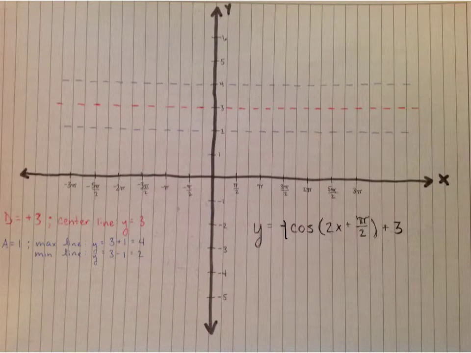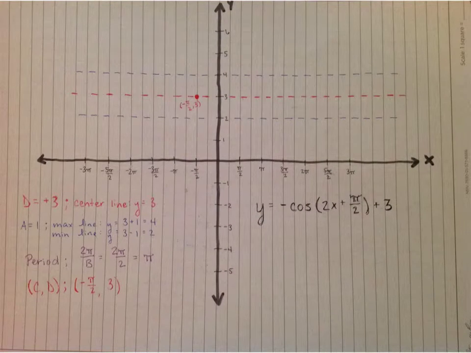The next step was to determine the period and graph the point C, D. I found the period by doing the equation 2 pi over b, which was 2 pi over 2, which equals pi, and C, D equals negative pi over 2, 3, which I graphed right here.